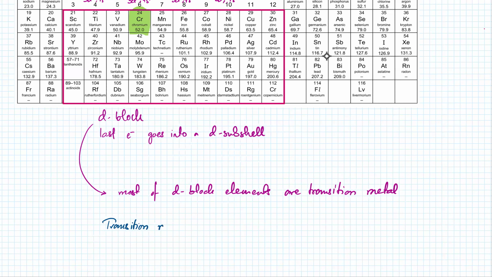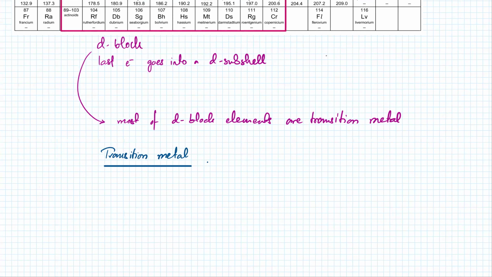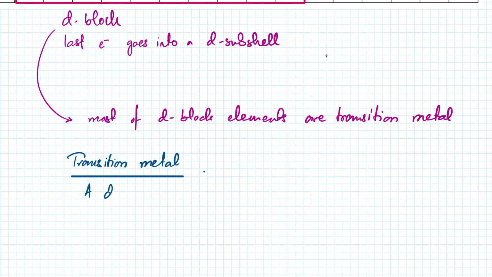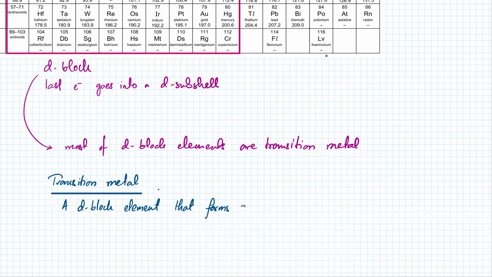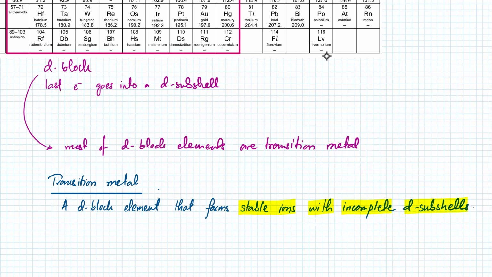So the definition of a transition metal, if anyone is going to ask you about this, is this: it's a d block element that forms stable ions with incomplete d subshells. So remember two things. They have to form stable ions with incomplete d subshells. That's what a transition metal is. So the definition does not apply to the metal element itself, but it applies to the ion that that particular element is forming.